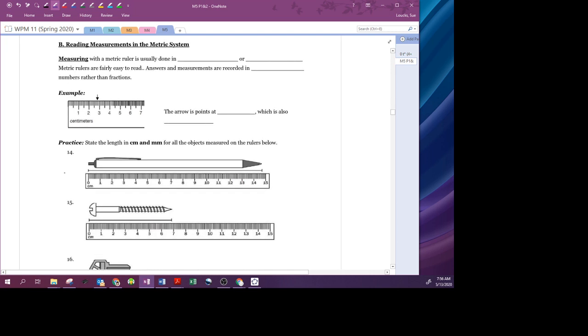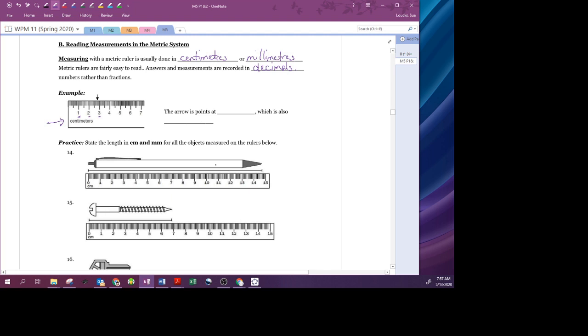Part B, reading measurements in the metric system. Measuring with a metric ruler is usually done in centimeters or millimeters. And metric rulers are fairly easy to read. Answers and measurements are recorded in decimals, not fractions, always. If you look at your ruler, they always say what they're measuring. So each of these big numbers is a centimeter, and each of the little tick marks is a millimeter.